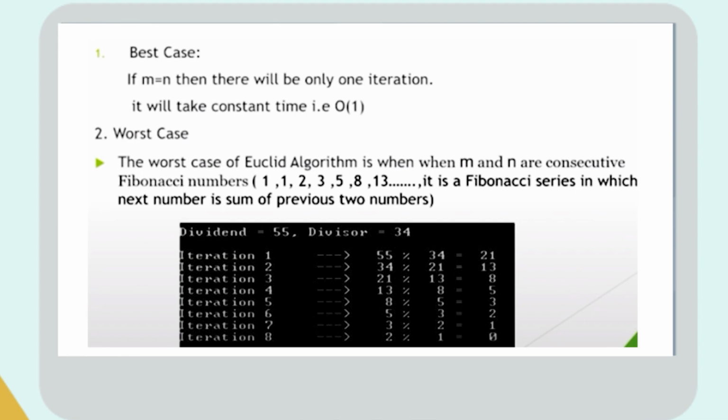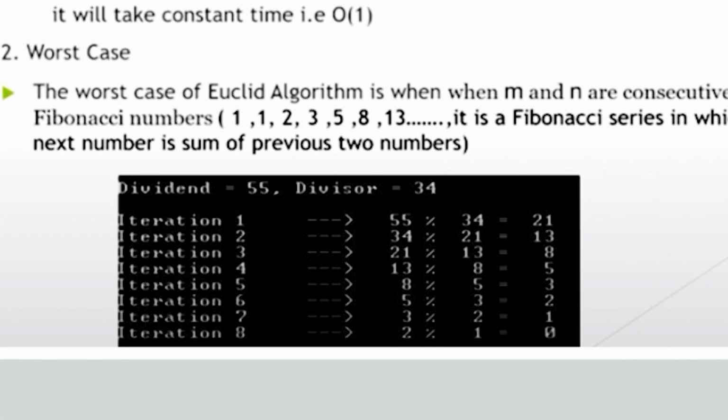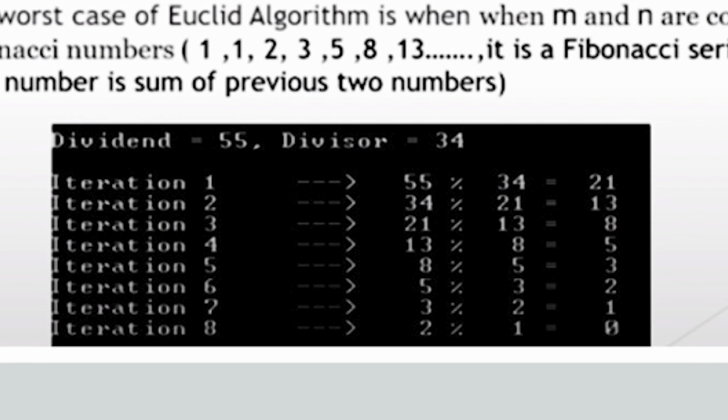The worst case of the Euclid algorithm is when m and n are consecutive Fibonacci numbers. We already know the Fibonacci series, in which the next number is the sum of the previous two numbers. An example is 55 and 34, both consecutive Fibonacci numbers. In iteration 1, m equals 55 and n equals 34. In the next iteration, m equals 34 and n equals 21, because 55 modulo 34 is 21. In iteration 2, similarly 34 modulo 21, and in the 8th iteration n equals 0 and m equals 1. So, that is your answer.